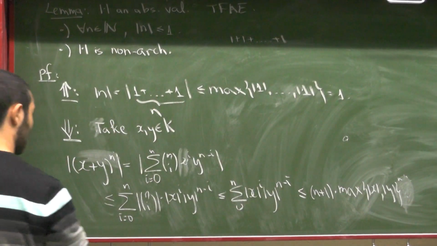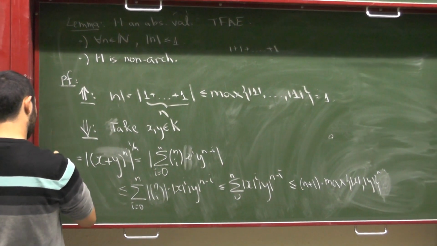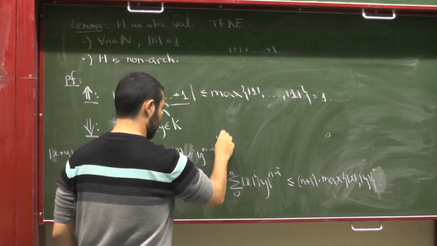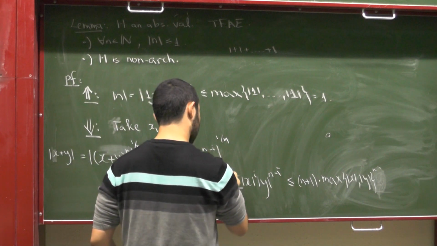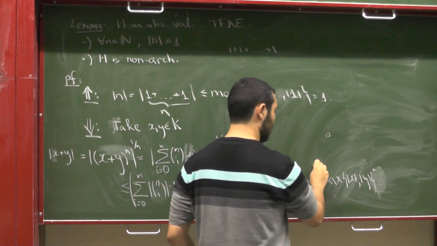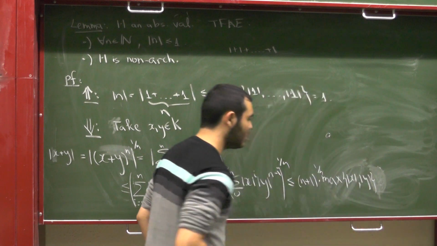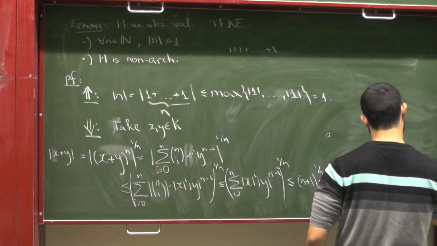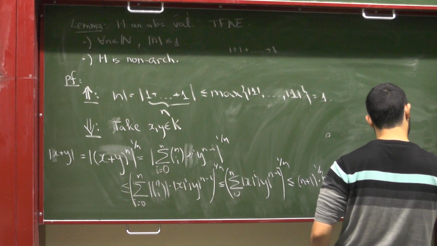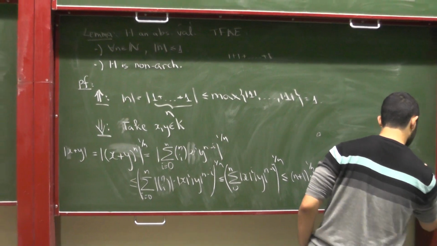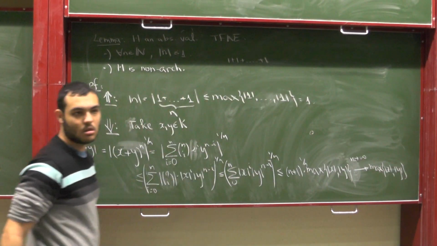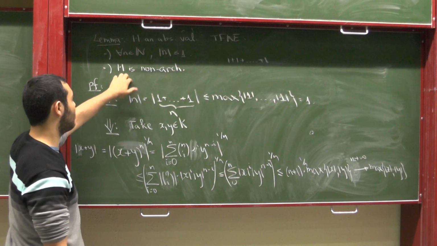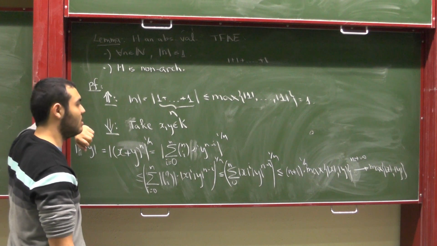Now if I take the nth root, then this goes as 1 over n, and this vanishes as n goes to infinity. So this shows that you can view being non-Archimedean basically by looking at the integers themselves.